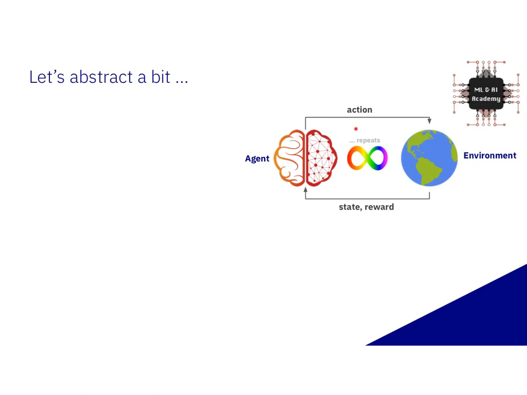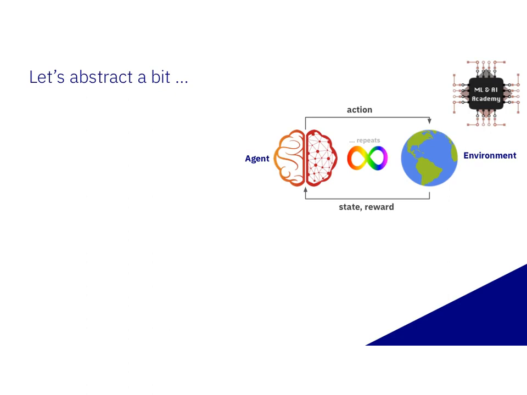Now this process repeats, right? So in this new state, the agent then takes some other action. And as you remember, we had this notion of sequential actions. So now given a new state, the agent takes another action, the environment responds by a new state and a reward, and so forth. So as we said before, we're going to need a couple of components to be able to define this problem.